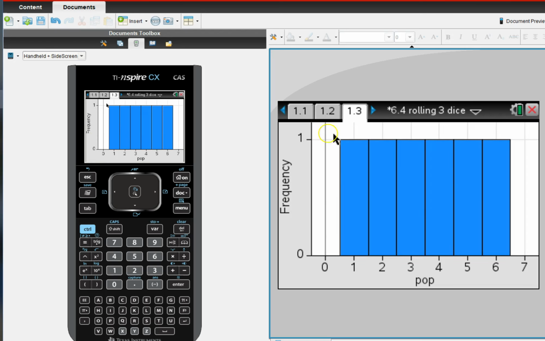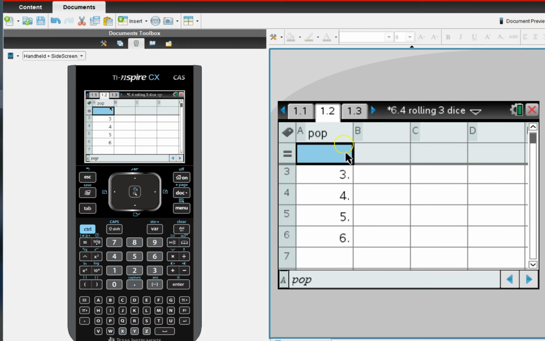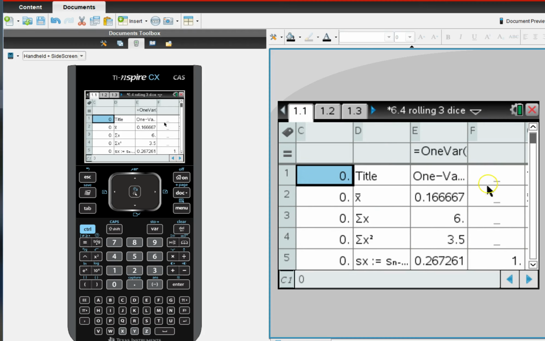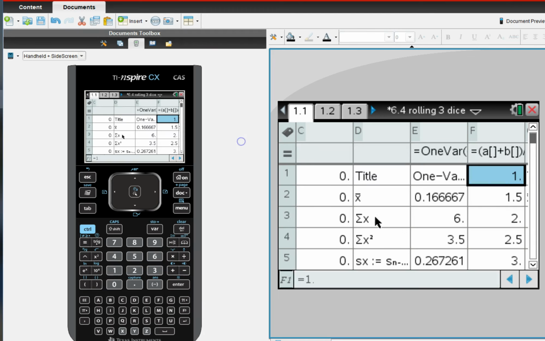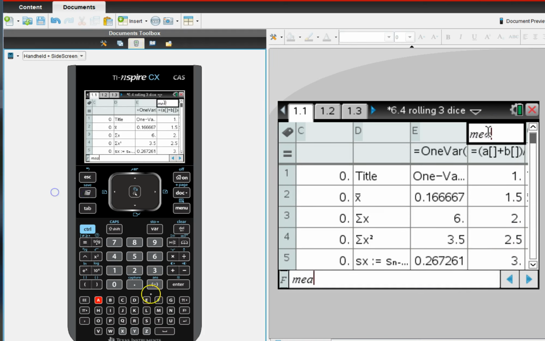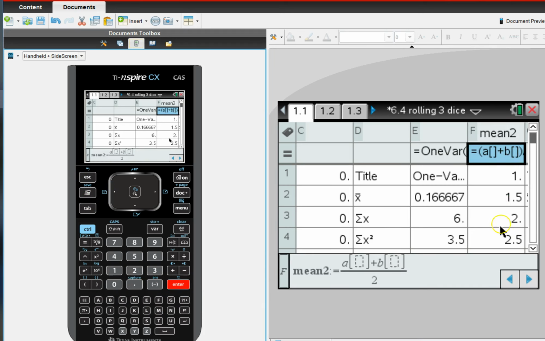Well, what if I did a sampling distribution? Well, we did that, didn't we? Go back to this same list. I kind of messed with it a little bit. Let me do it right here. What was it? A plus B divided by 2. And this represented all those means. I'm going to call this MEAN2, because it was the mean with a sample size of 2.